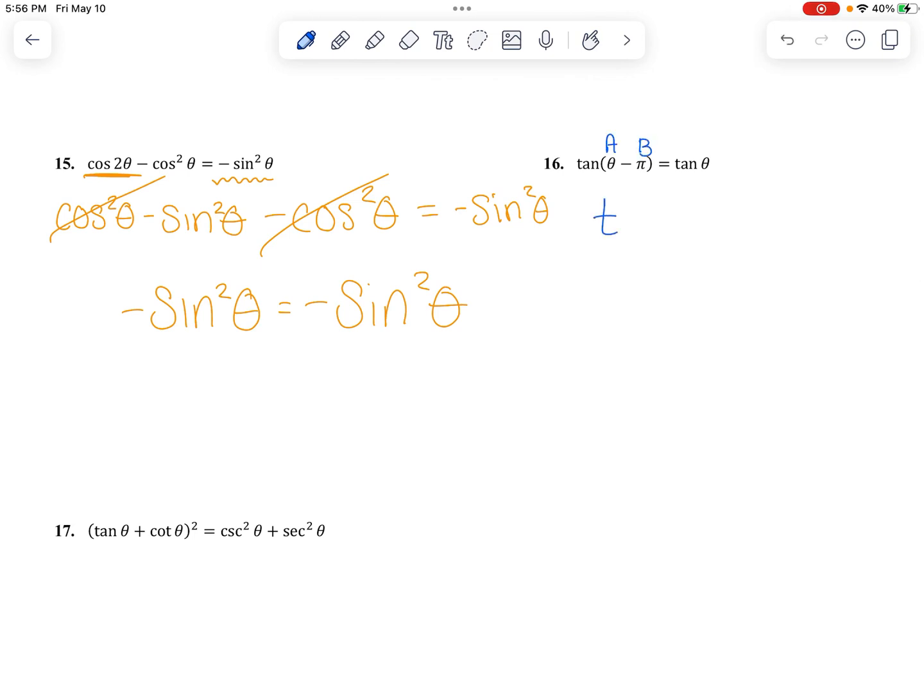So that's A, that's B. The identity says tangent of A minus tangent of B over 1 plus tangent of A times tangent of B.